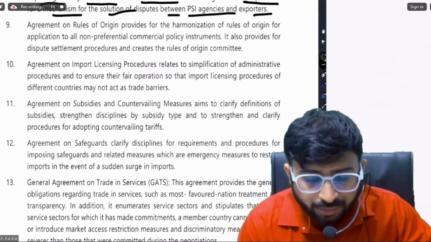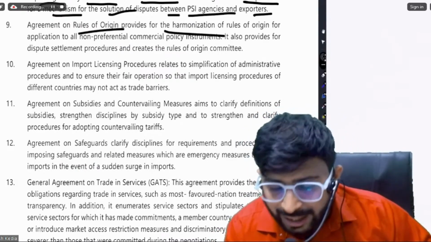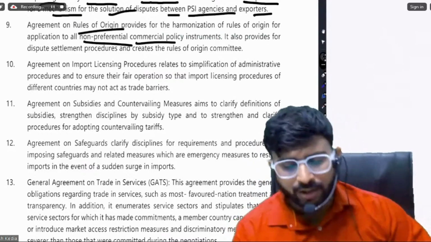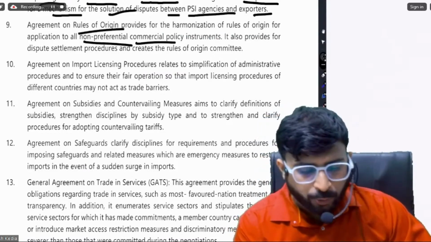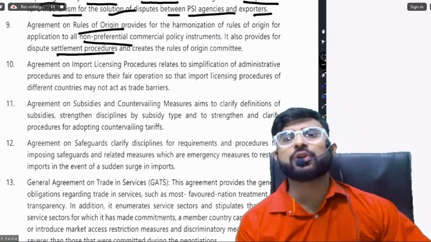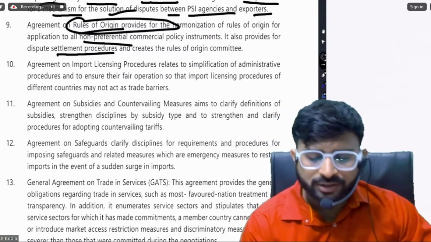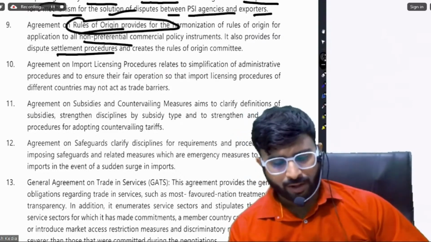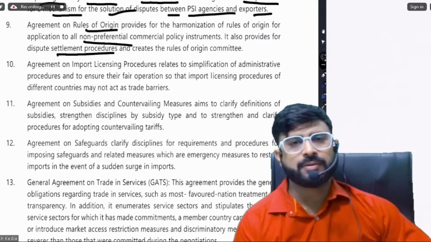Understood, sir. Agreement on rules of origin provides for harmonization of rules of origin for application to all non-preferential commercial policy instruments. It also provides for dispute settlement and creates the rules of origin committee. So basically, there should not be any kind of discrimination going on. Sir, what is rules of origin?